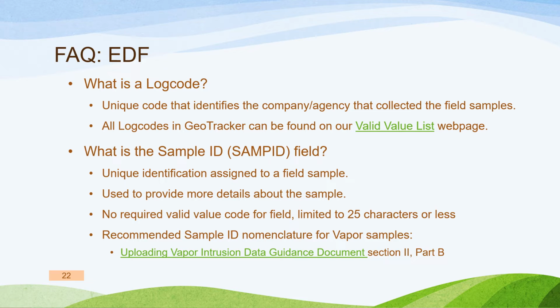Next question is, what is a sample ID field? And again, like I mentioned a bit earlier, the purpose of it is to provide more details about the sample. This field is a free text field, so there's no codes associated with it, and that said, it is limited to 25 characters or less. For vapor samples, there is another section where it covers a little bit more about the nomenclature for the sample ID field, and that is covered in section 2, part B of the document.